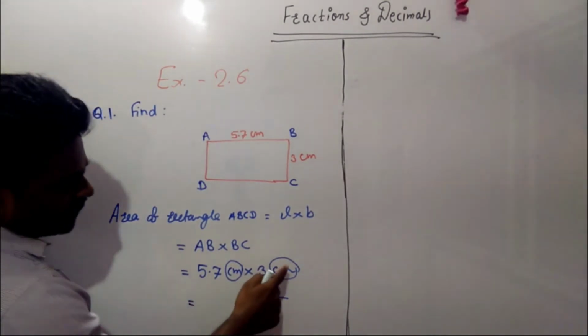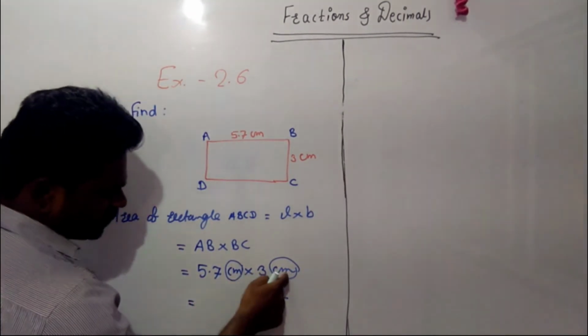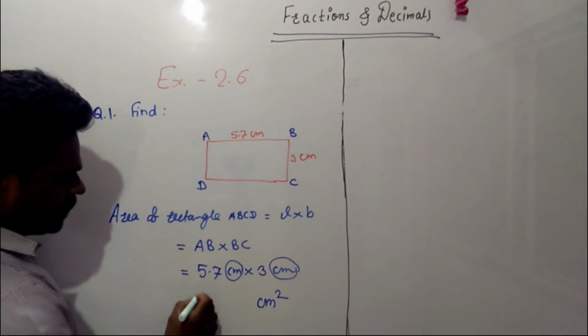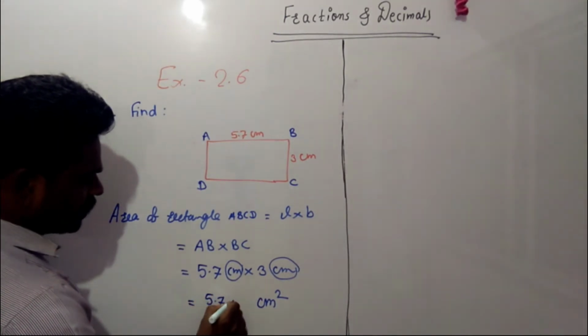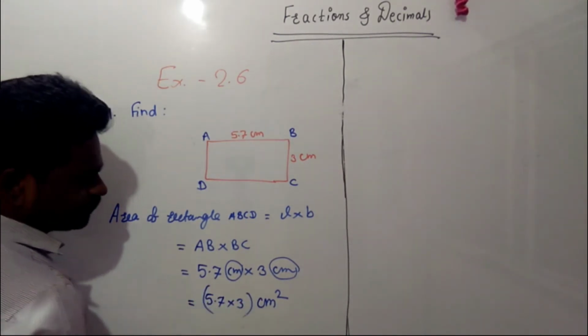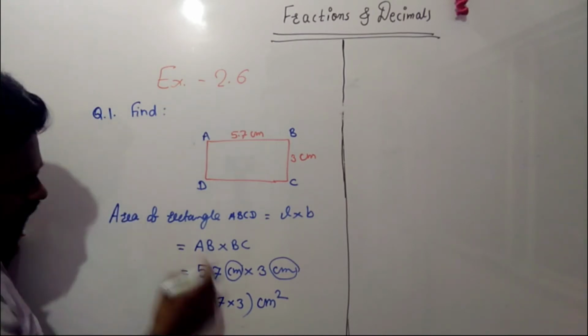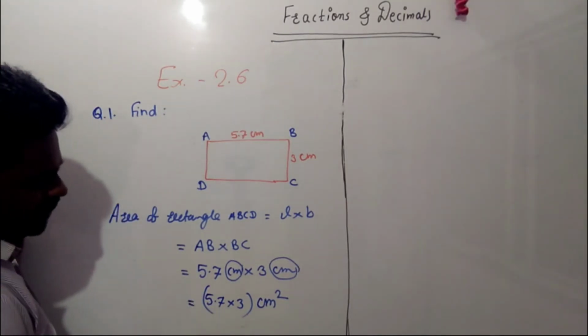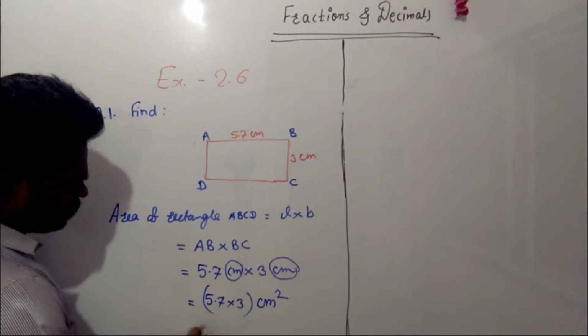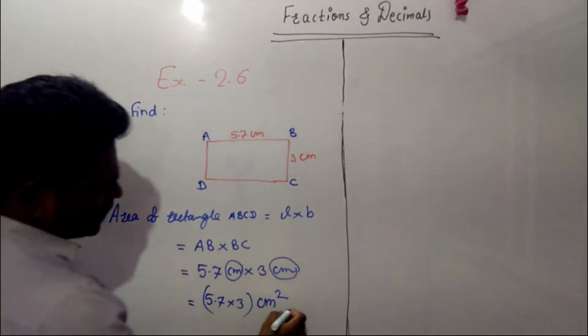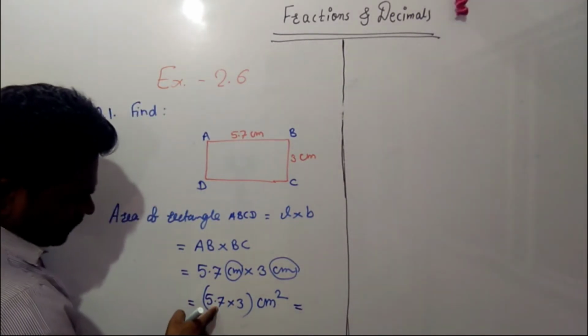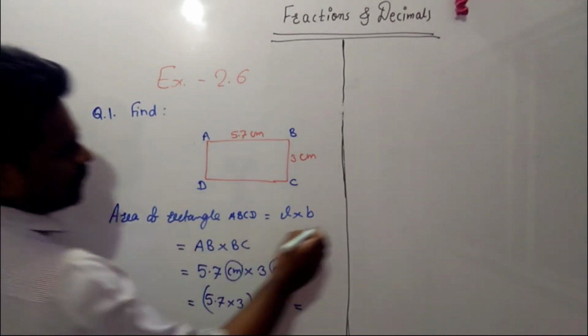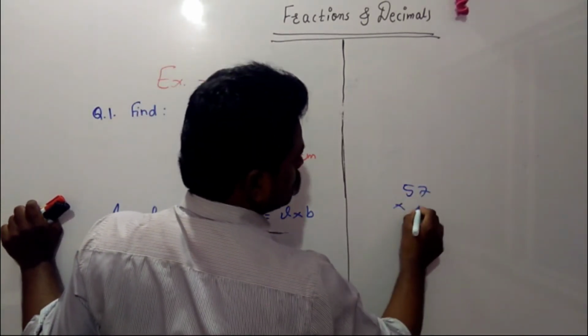1 centimeter, this is another centimeter, so centimeter into centimeter, centimeter square. And the remaining terms will be 5.7 into 3 centimeter square. Now we need to do this multiplication, 5.7 into 3. Just in a simple way we can write it: 3 sevens, we'll do it this way, 57 into 3.